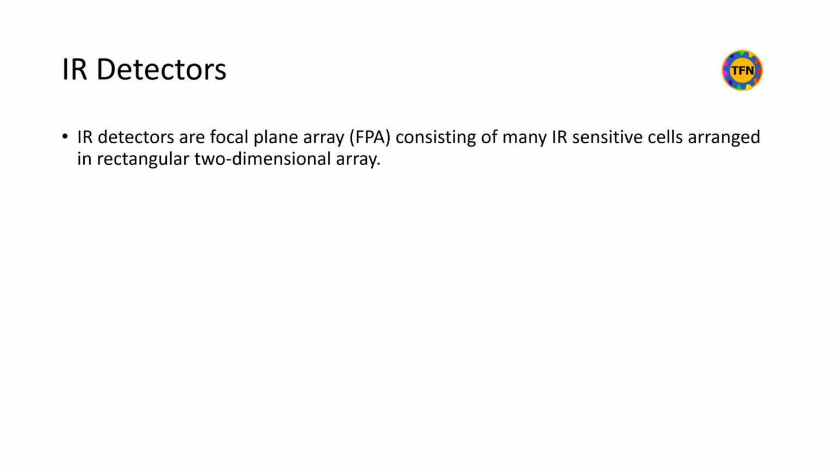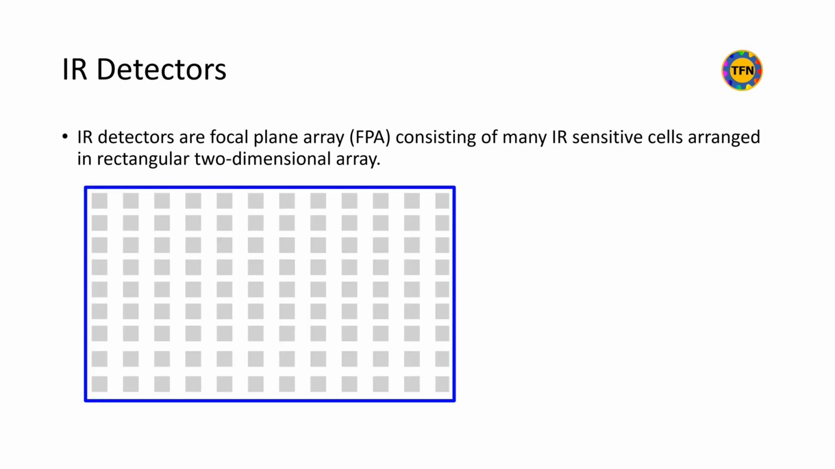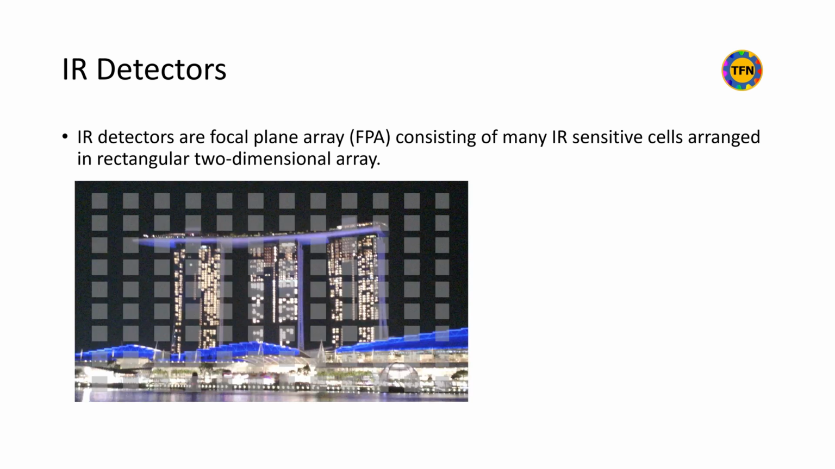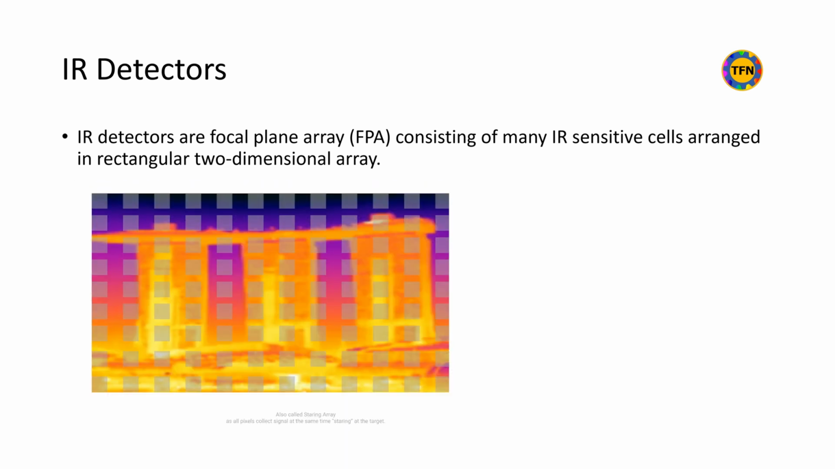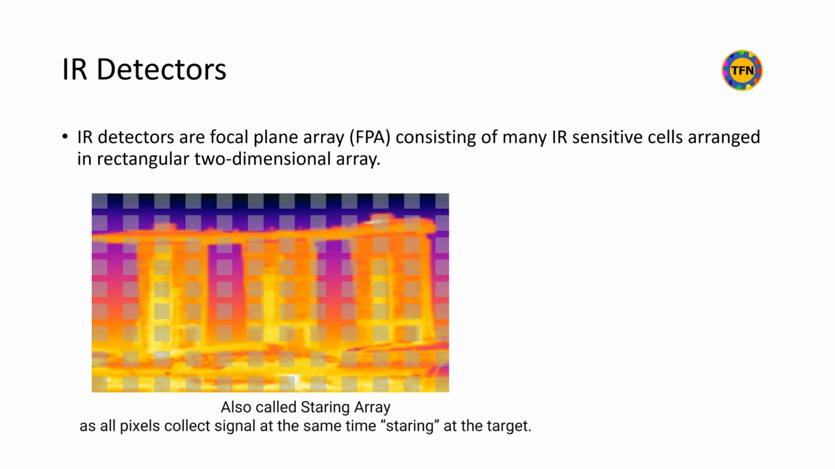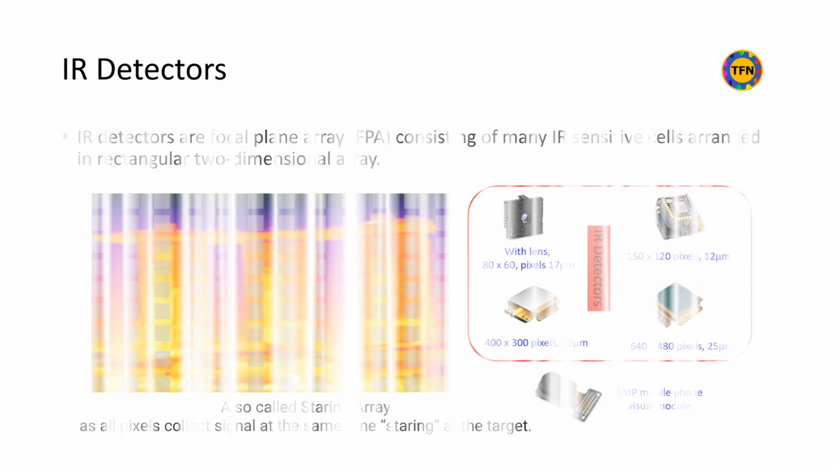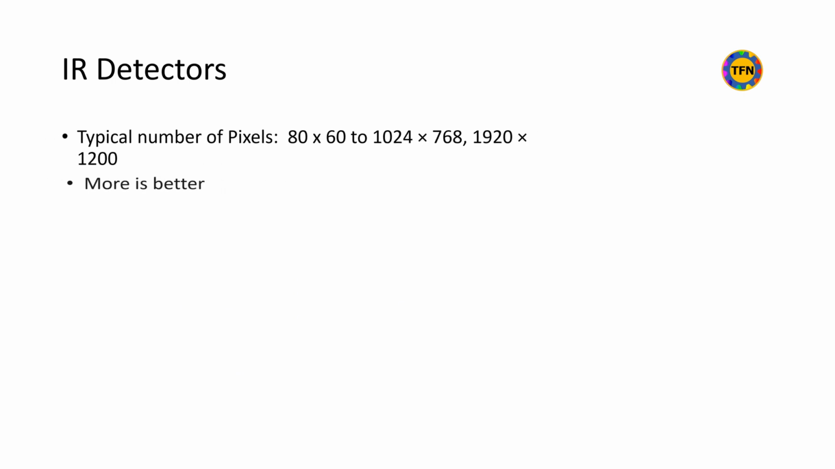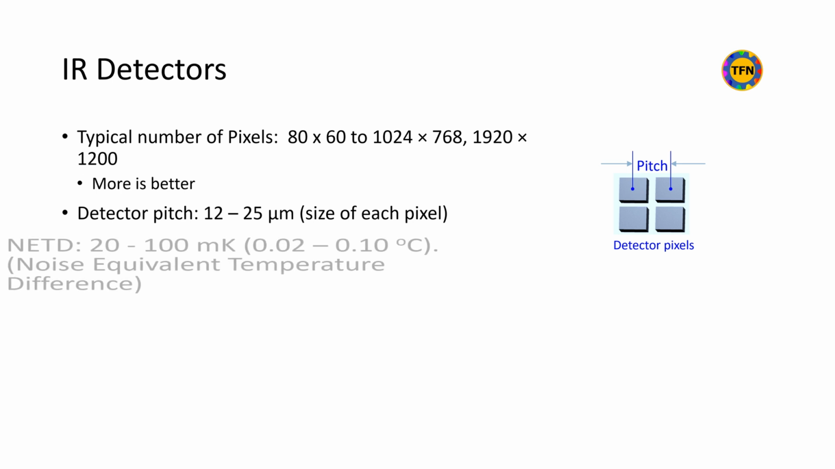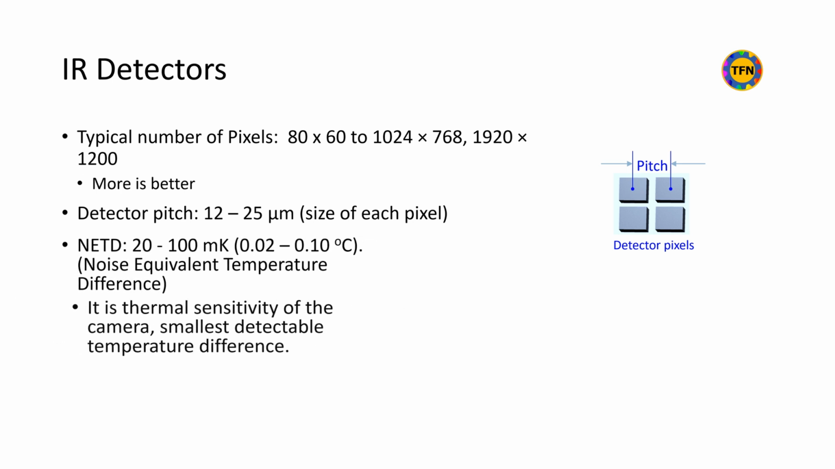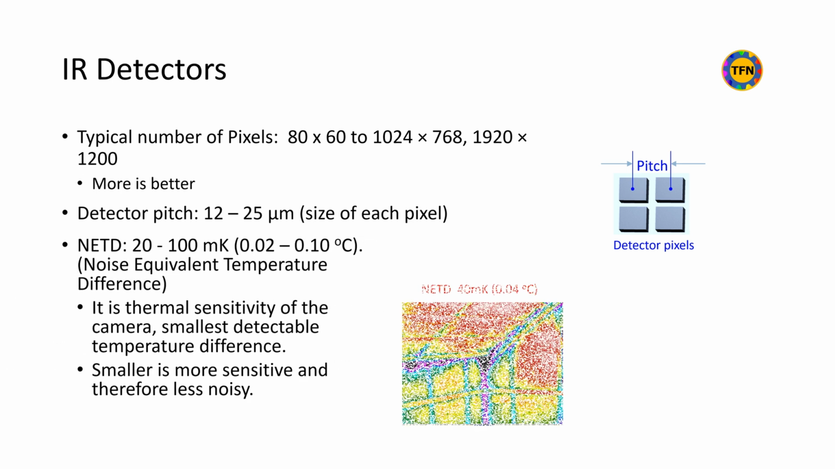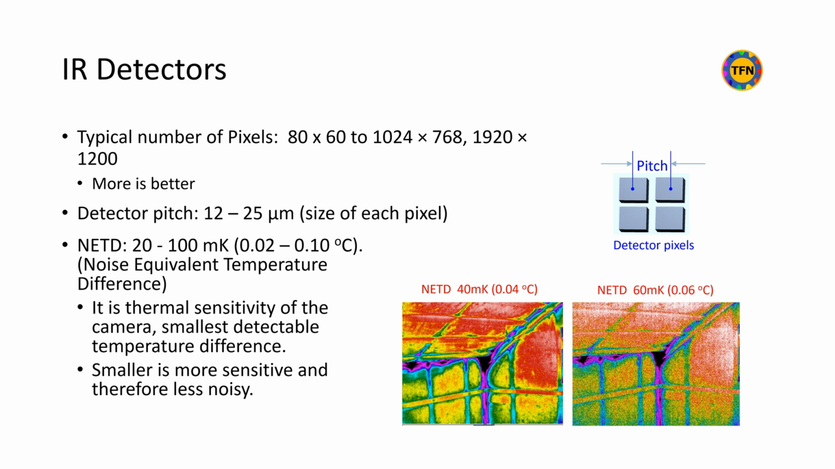IR detectors are focal plane array or FPA consisting of many infrared sensitive cells arranged in rectangular two-dimensional array. FPA detectors are also called staring array as all pixels collect signal at the same time, staring at the target. Number of pixels, thermal sensitivity, and detector pitch are important detector parameters. These parameters are not changeable without replacing the detector with one of different specifications.